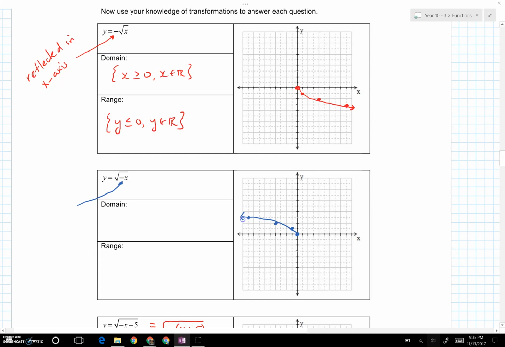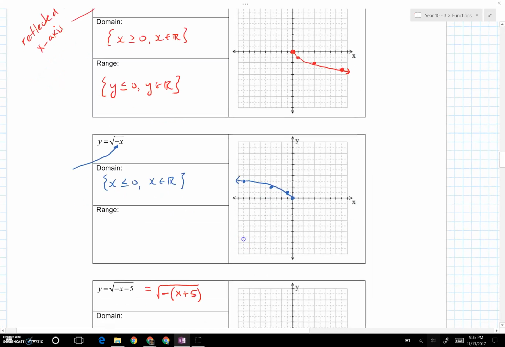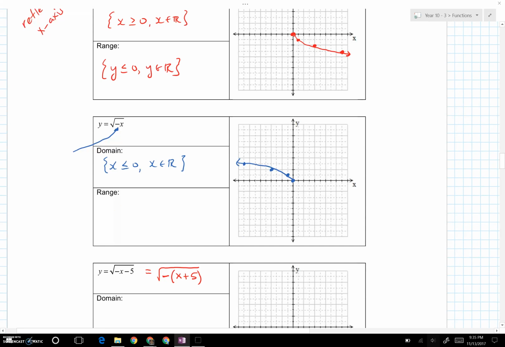Here's my lovely reflection. My domain now is x is everything less than or equal to 0, and x is an element of real numbers. And my range here is still the same as the original, where y is greater than or equal to 0 and y is an element of real numbers.